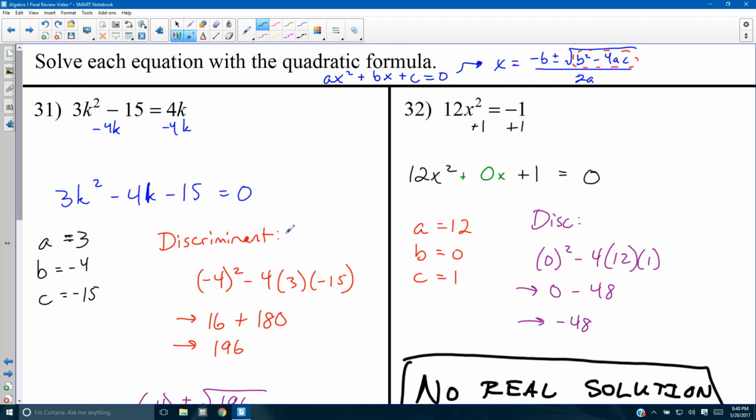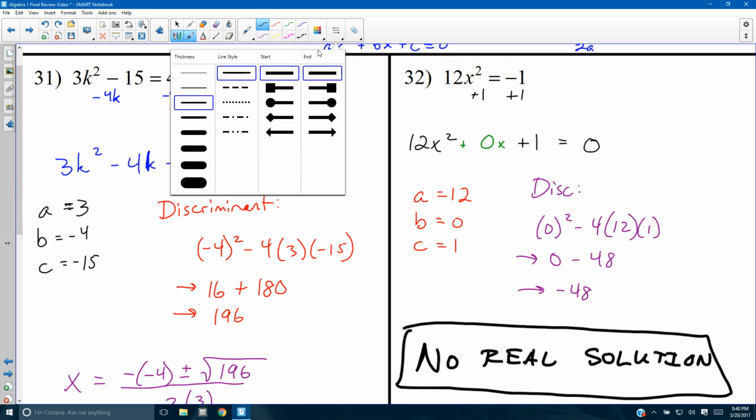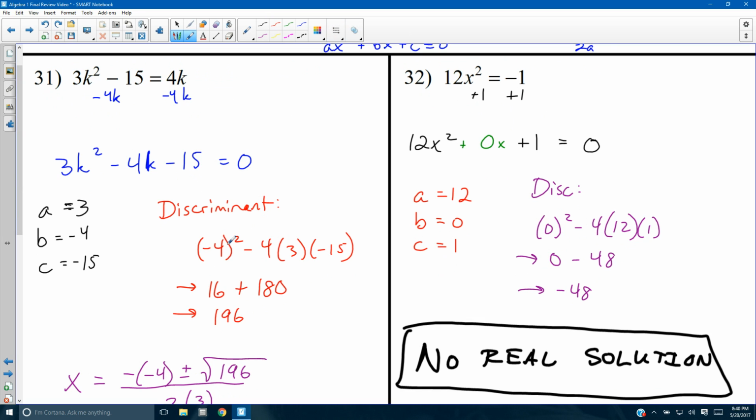For the time being, when you get a negative solution inside your square root, inside your discriminant, understand that there will be no real solution. Now, I want you to understand something else here as well. In the previous problem, we had 16 plus 180. But remember, it was minus negative 180. You know how many times students accidentally forget this negative, and this turns into 16 minus 180, and you get negative 164, so you put no real solution?